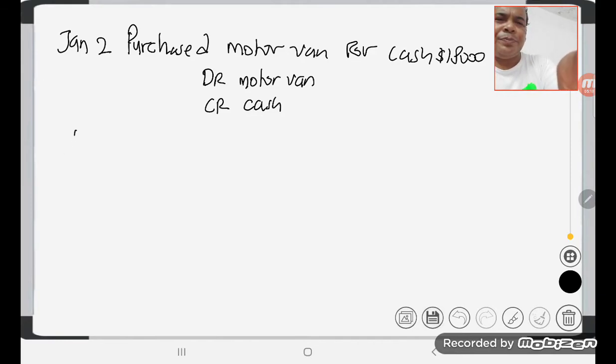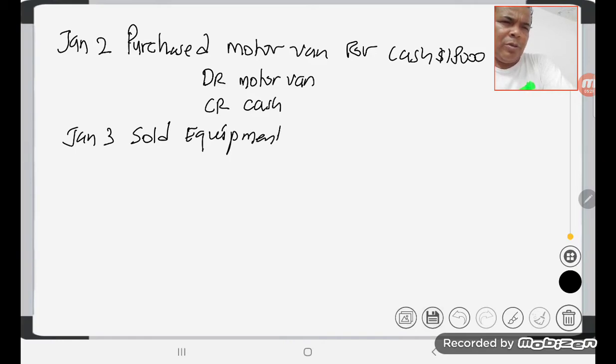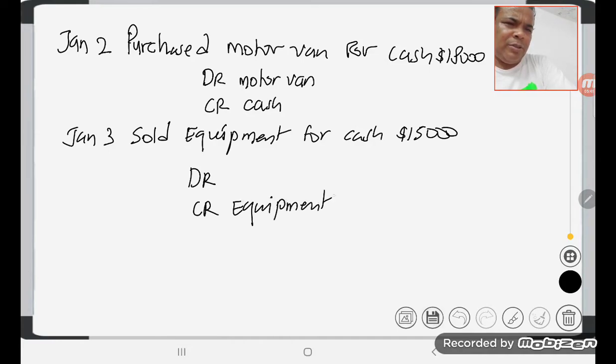January 3. Sold equipment for cash $15,000. So what is going out? Equipment is going out, credit equipment account. What is coming into the business? Cash, debit cash account. Very easy. You just have to take into account which item is coming to the business, you have to debit, and which item is going out from the business, you have to credit.